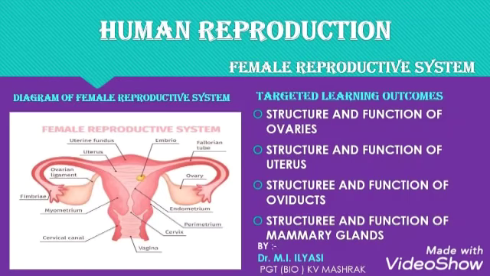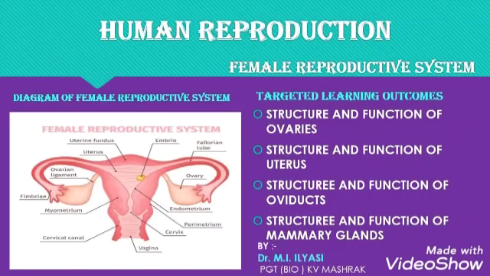Now the discussion about the accessory ducts. They are the oviducts, uterus and vagina. First, the oviduct, which means the fallopian tube. Each fallopian tube is 10 to 12 cm long. It extends from the periphery of each ovary to the uterus.